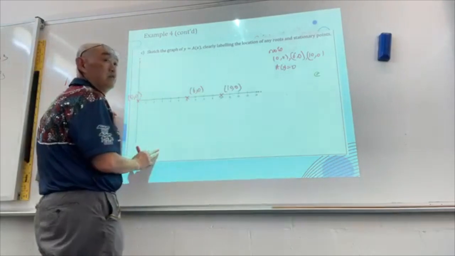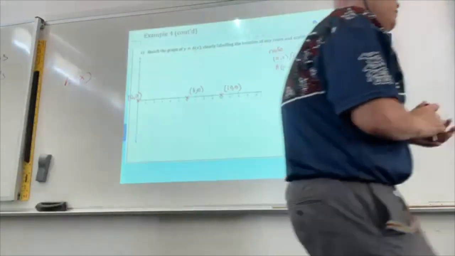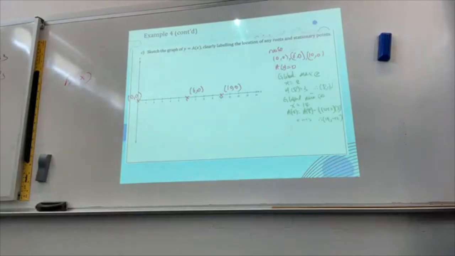A(x) equals 0. Is this sketching A'(x) or A(x)? A(x). The roots. All right? And then the next bit, look at the global maximum. Global maximum happens when x equals 8. Go back to your graph. Think about your graph.